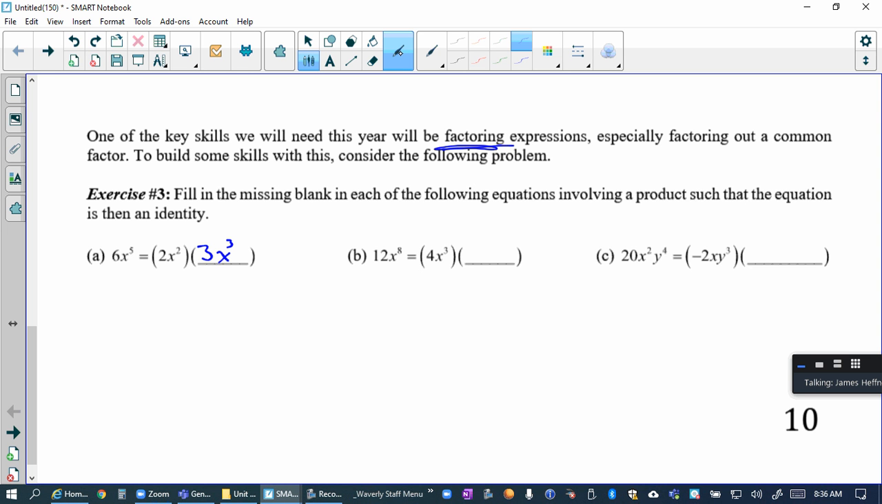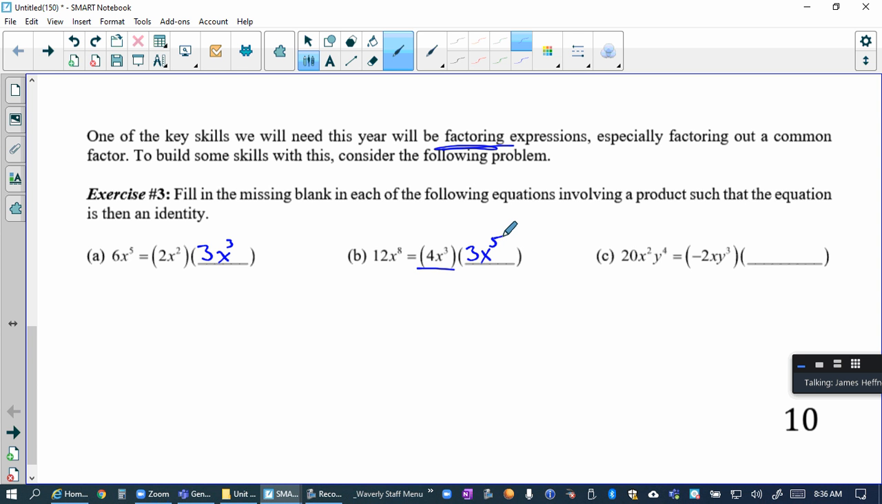12x to the 8th. And one of the factors they want you to bring out here is 4x cubed, all right? So what is the other factor? The other factor is 3 times x to the 5th. 3x to the 5th. Everybody agree with that?